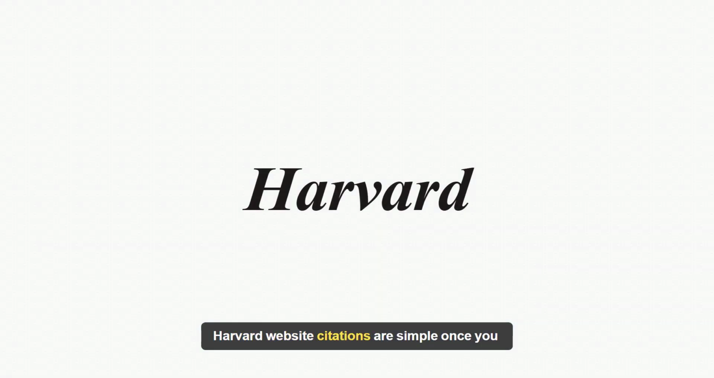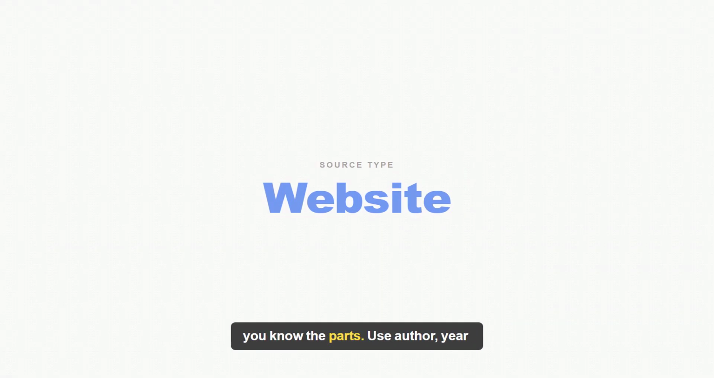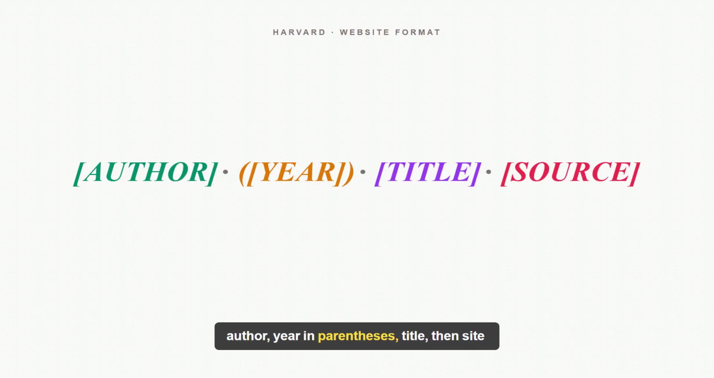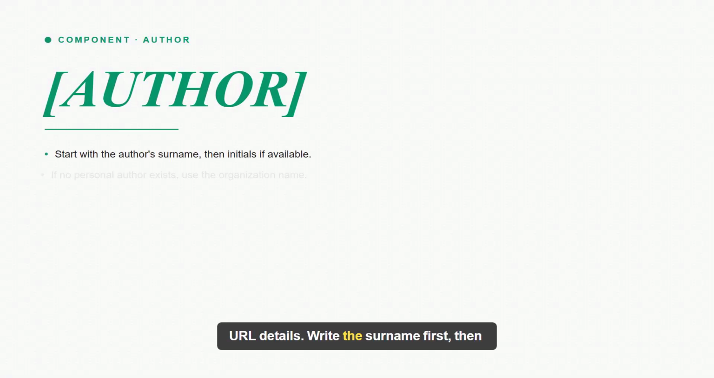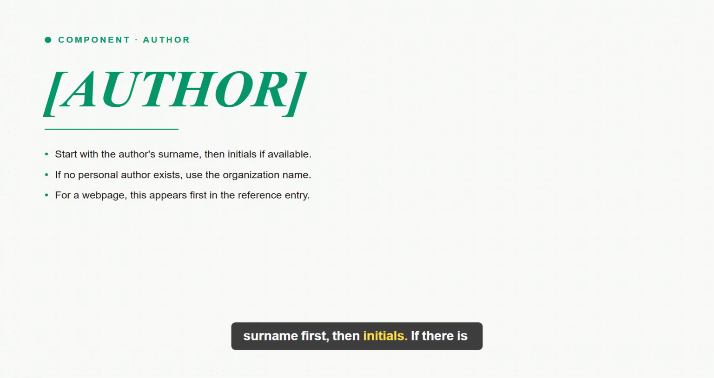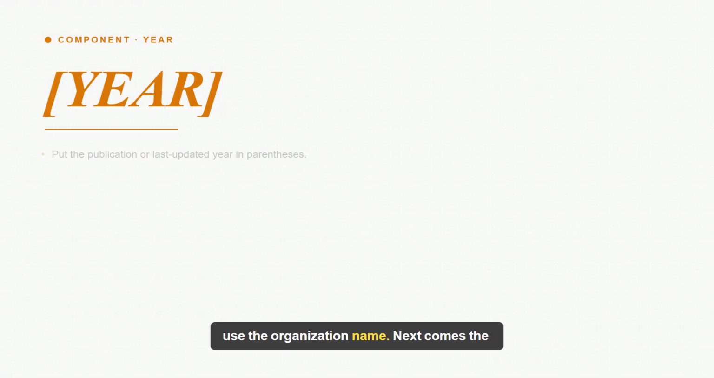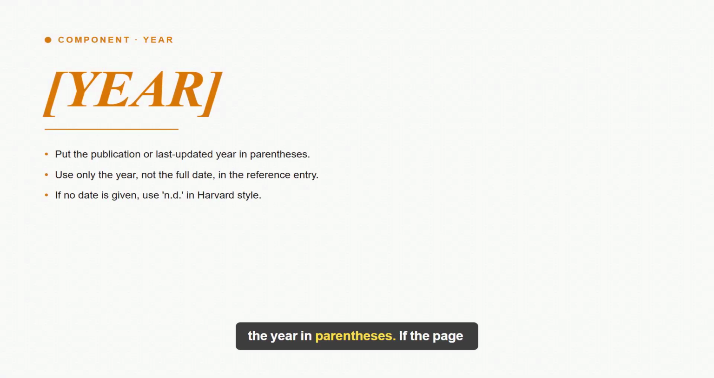Harvard website citations are simple once you know the parts. Use author, year in parentheses, title, then cite or URL details. Write the surname first, then initials. If there is no person, use the organization name. Next comes the year in parentheses.